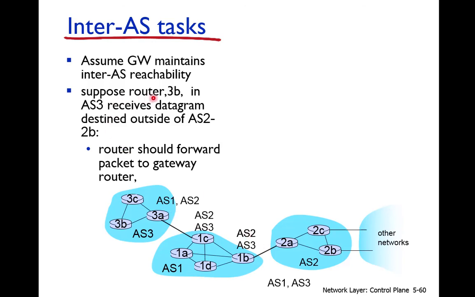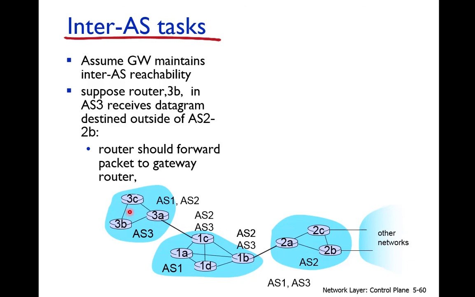So suppose the router 3B in autonomous system number 3 wants to send the datagram outside. For example, this 3B wants to send a packet. It has received a packet from the host and it wants to forward that packet to 2B, for example, here.